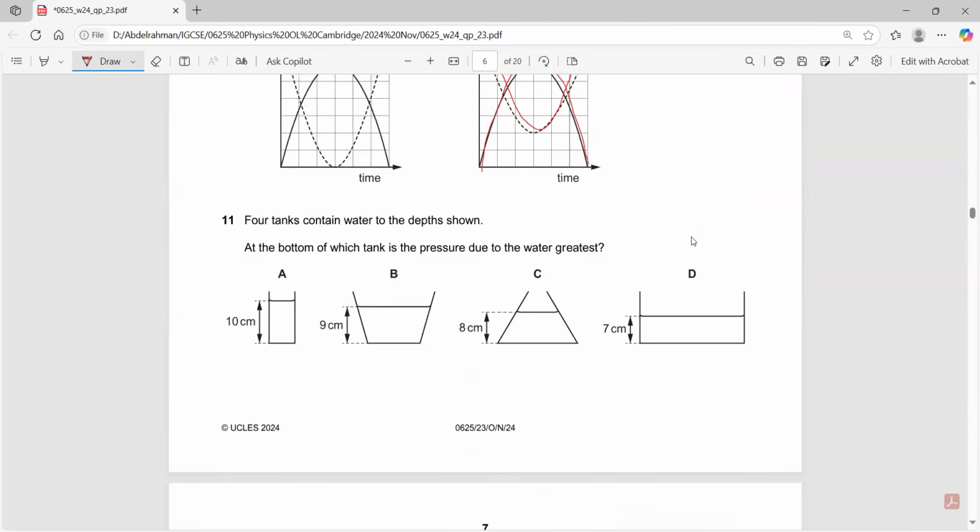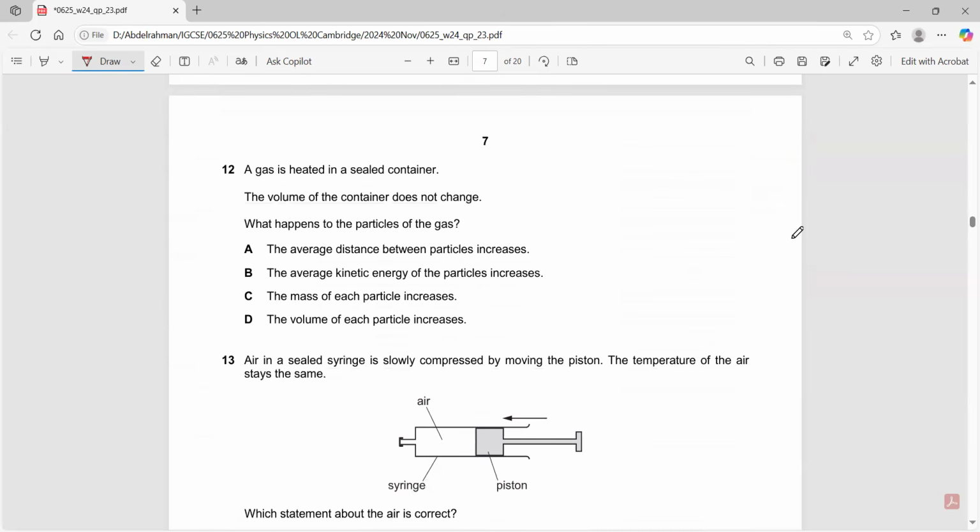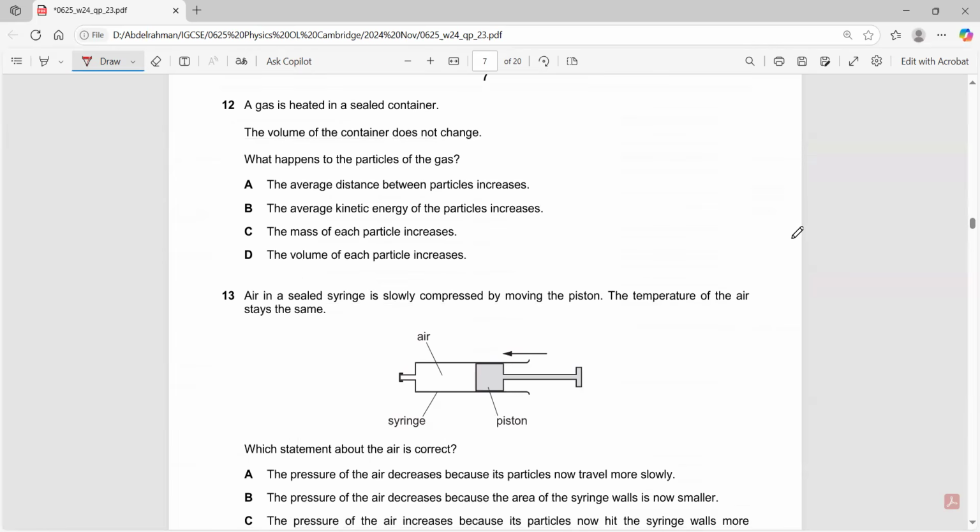Now, four tanks contain water to the depths shown. At the bottom of which tank is the pressure due to the water greatest? It would be A. Why would it be A? Because it has the greatest depth. This question doesn't have to do with the area of the base at all.